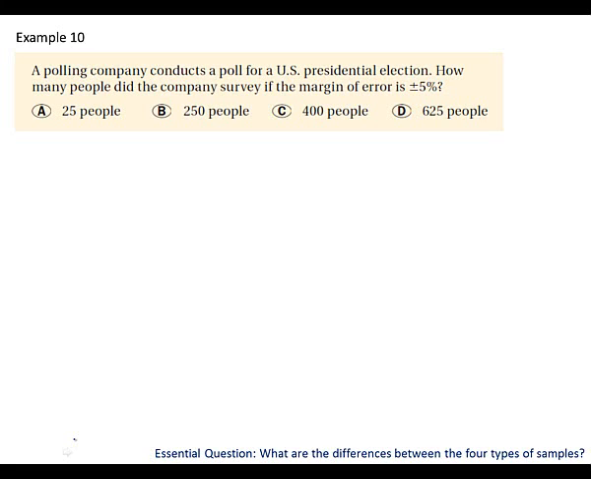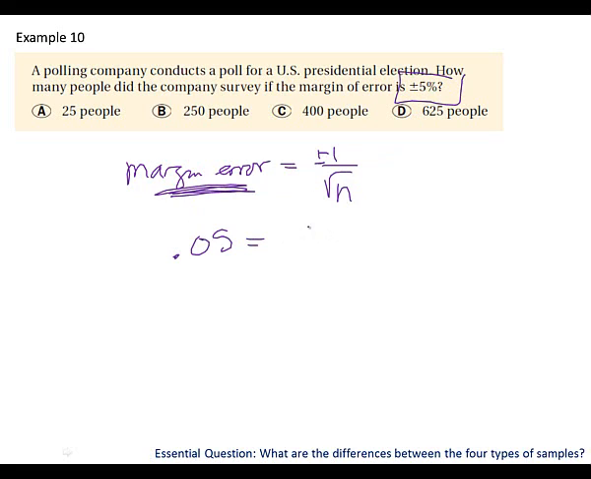Okay. A polling company conducts a poll for a U.S. presidential election. How many people did the company survey if the margin of error is plus or minus 5%? So what we're going to do is use our margin of error formula, because we know the margin of error equals plus or minus 1 over the square root of n, right? So what do I actually put in for the margin of error? I'm not going to use a percent though. What am I going to use? 0.05 equals plus or minus 1 over the square root of n.